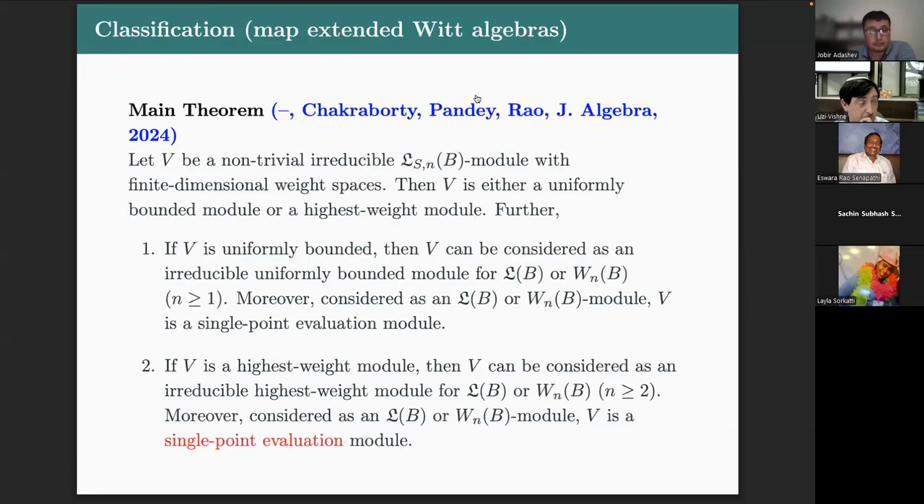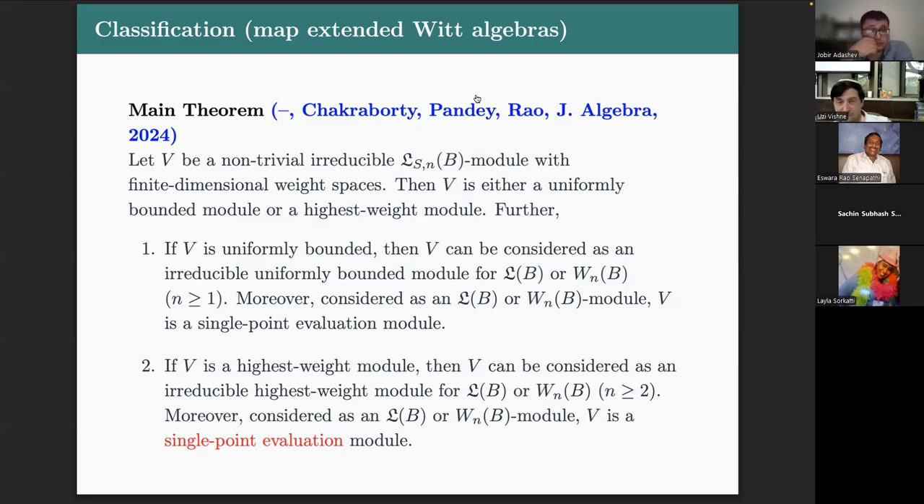The main result is that if you have a Harish-Chandra weight module, then it will be either uniformly bounded or a highest weight module. Further, as we expected, the uniformly bounded one has to be a single point evaluation module. The surprising result is that the highest weight module also turns out to be a single point evaluation module. This is a very contrasting case from n equal to 1. This is our main result.